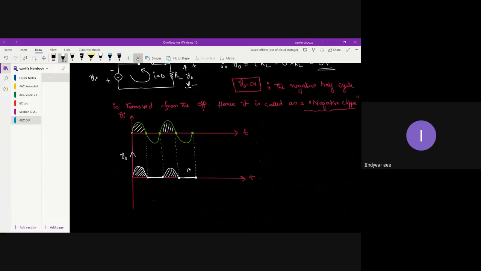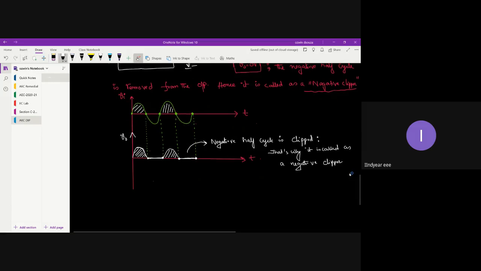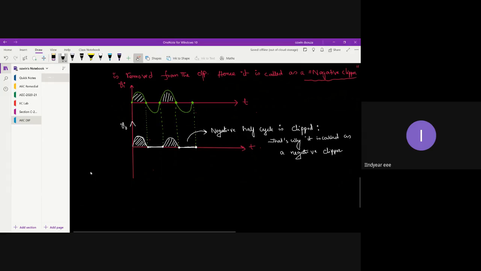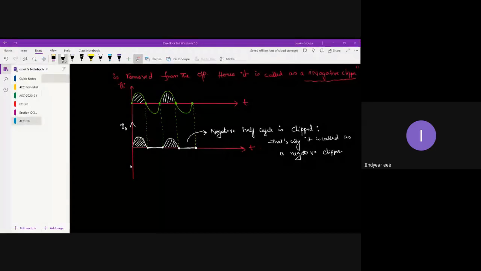So here let me write: negative half cycle is clipped. And that's why it is called a negative clipper. A negative clipper. All right then, so that's the output. Did you understand?